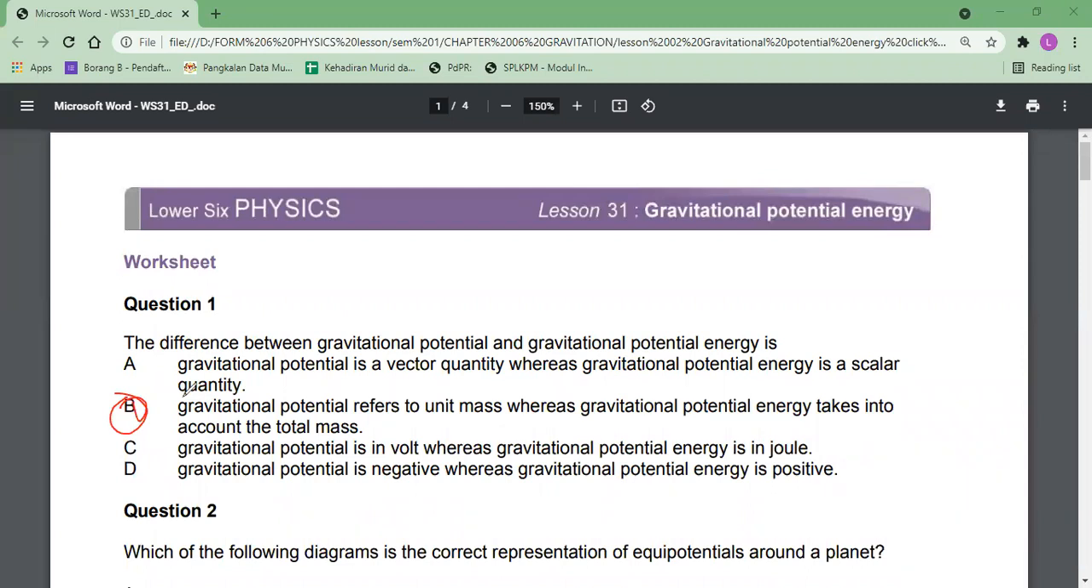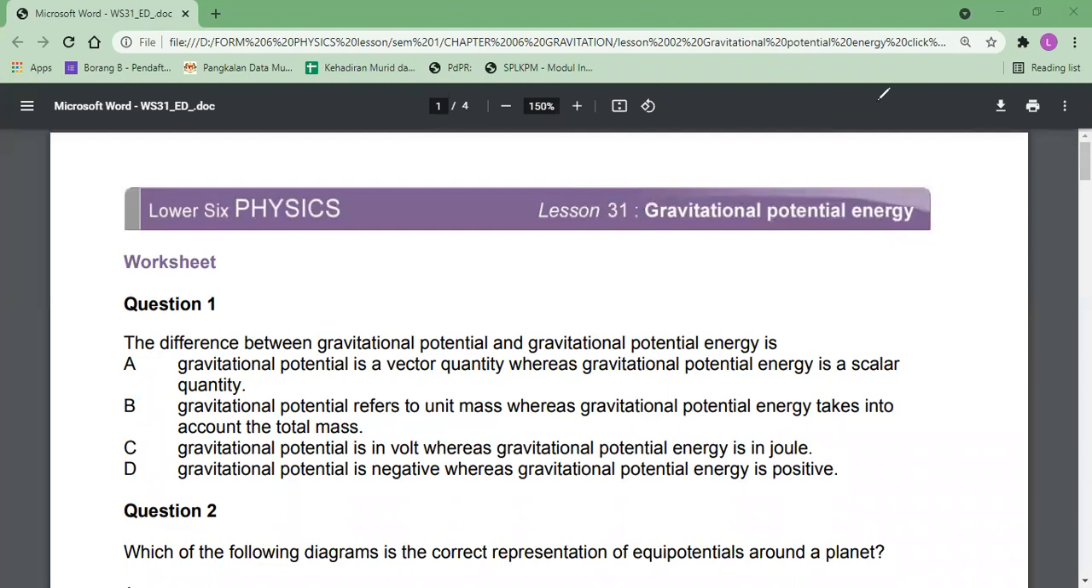C, gravitational potential is negative, whereas gravitational potential energy is positive. No, both of them are negative. Why? Because they are attractive. So they are attracted towards the Earth.